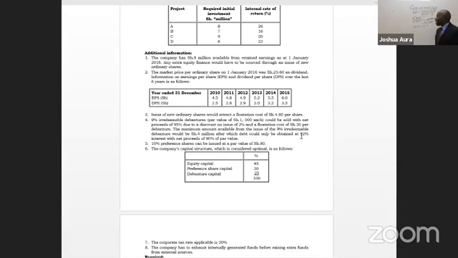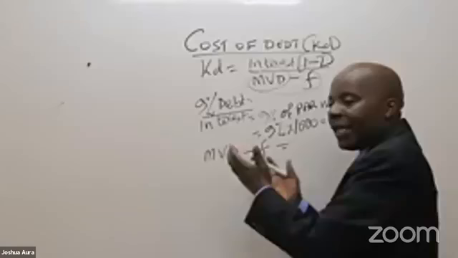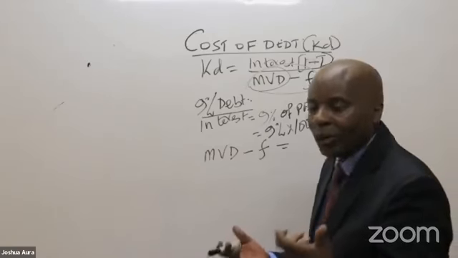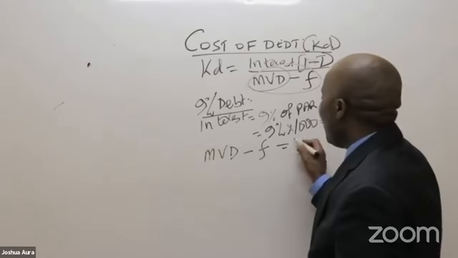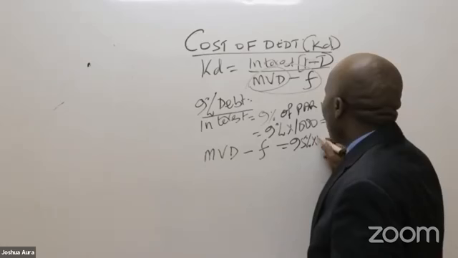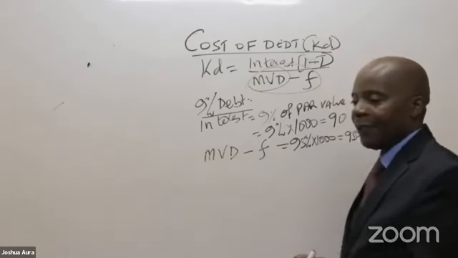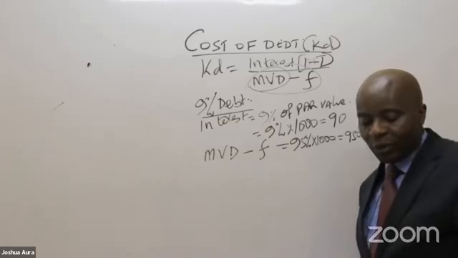So basically, this MVD minus F, or minus any discount, will be giving us the net proceeds. What are we going to get? The net proceeds here will be 95% of 1,000, which will give us 950. Now listen to me very well.